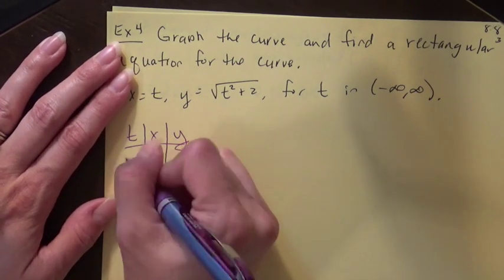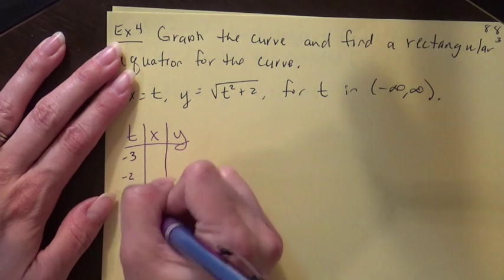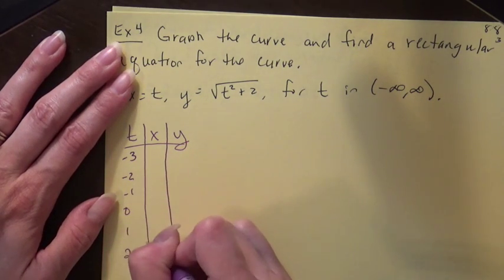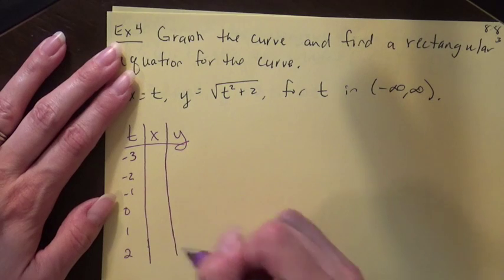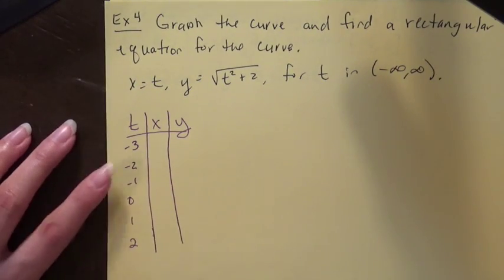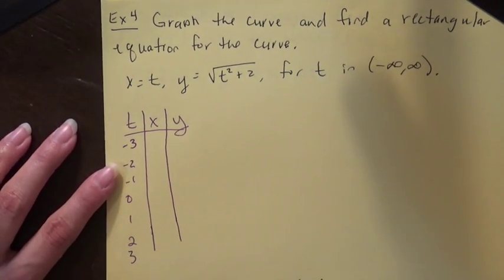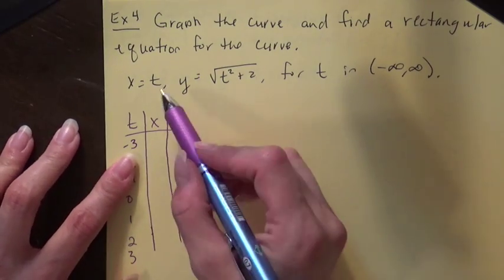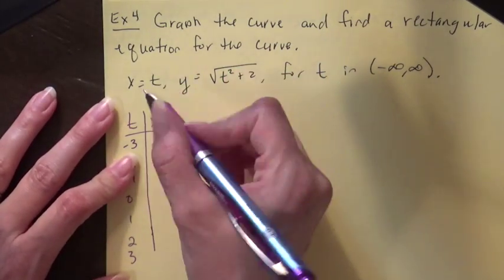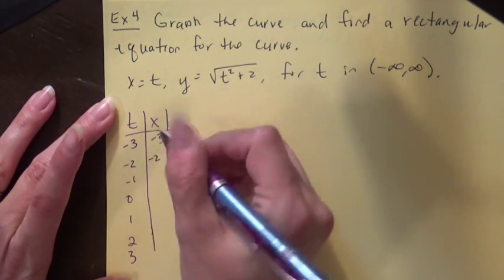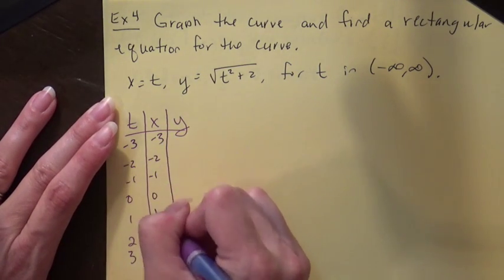So I'm going to put in -3, -2, -1, 0, 1, 2. Chances are that's going to be enough information for us. And I'll put in a +3. So if I put in -3 into my x function, well, x and t are equal, so I can fill all this in. The whole x column I can fill in.